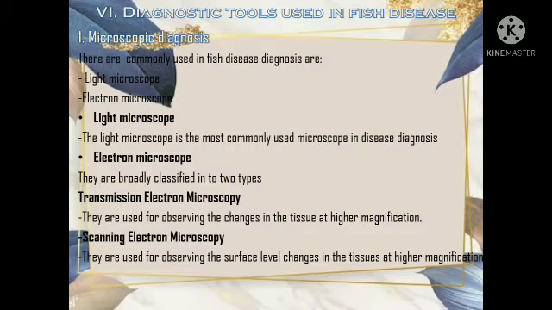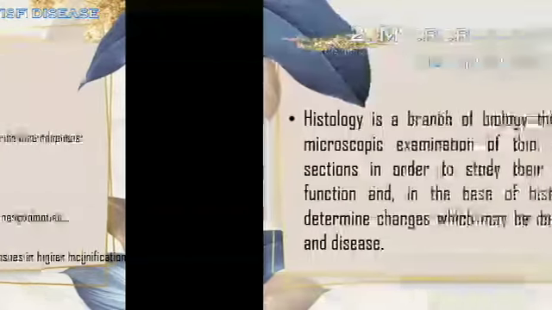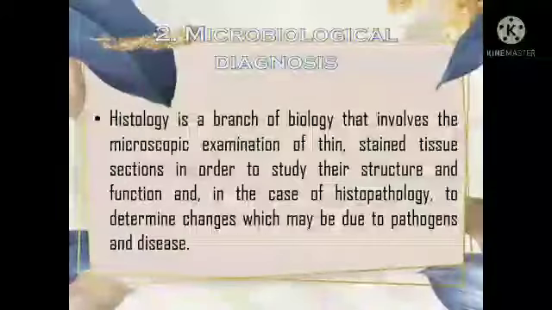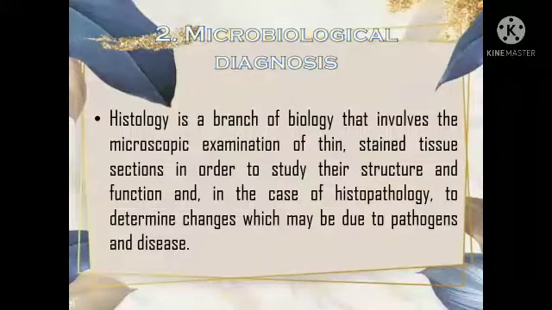Transmission electron microscopy is used for observing the change in the tissue at higher magnification. Scanning electron microscopy is used for observing the surface level change in the tissues at higher magnification. Microbiological diagnosis. Histology is a branch of biology that involves the microscopic examination of thin, stained tissue sections in order to study their structure and function, and, in the case of histopathology, to determine change which may be due to pathogens and disease.